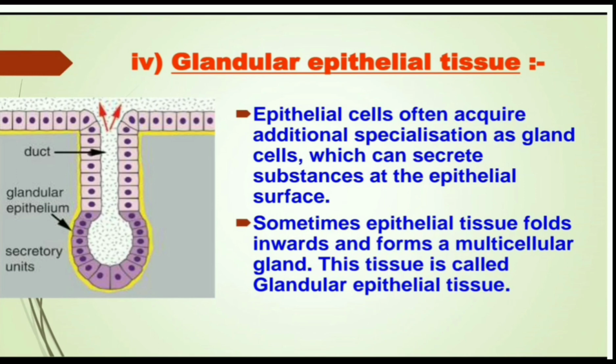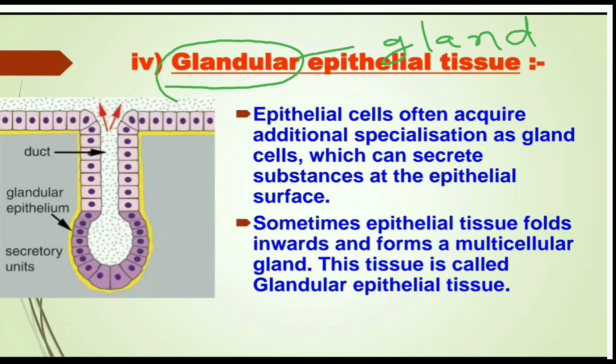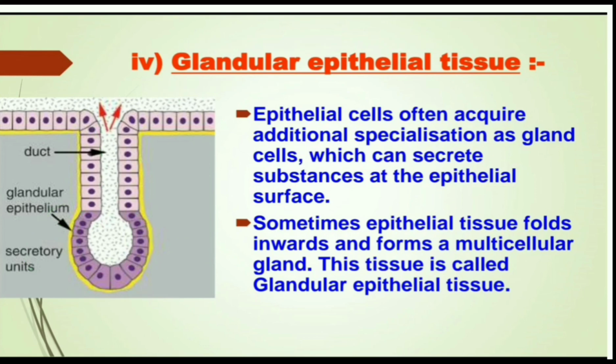Then we have the glandular epithelial tissue. Glandular epithelium acts like a gland, and we all know the function of a gland is to secrete something. So when the epithelial tissue becomes secretory in function, it is known as glandular epithelial tissue. This tissue folds inward and forms a multicellular gland, which becomes secretory in function. And so this was all about the epithelial tissue, or the protective tissue, present in the human body.